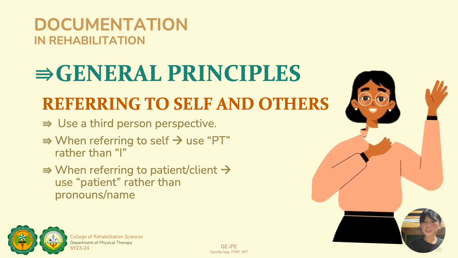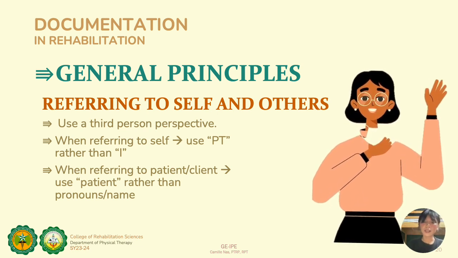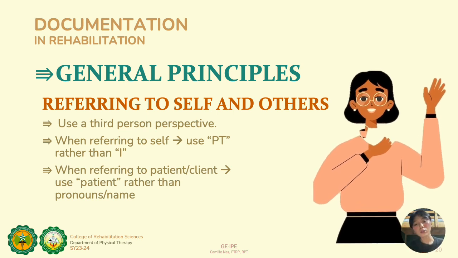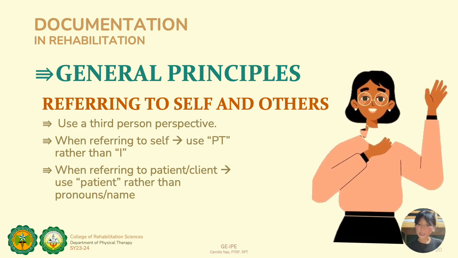Okay, next, referring to self and others, use a third-person perspective. When referring to self, use PT rather than I. So "PT did," or "PT was able to perform ambulatory exercises for 2 minutes with patient." So yun, you don't use I, no?